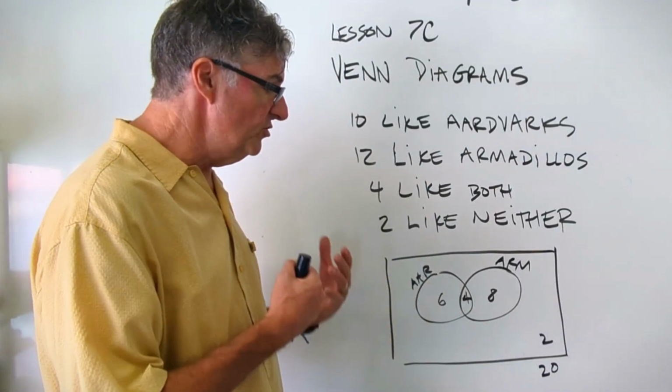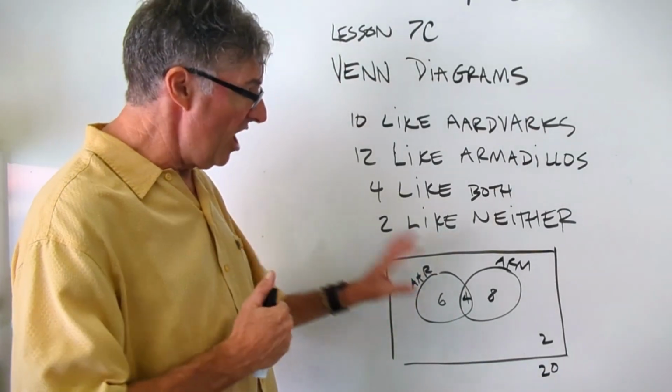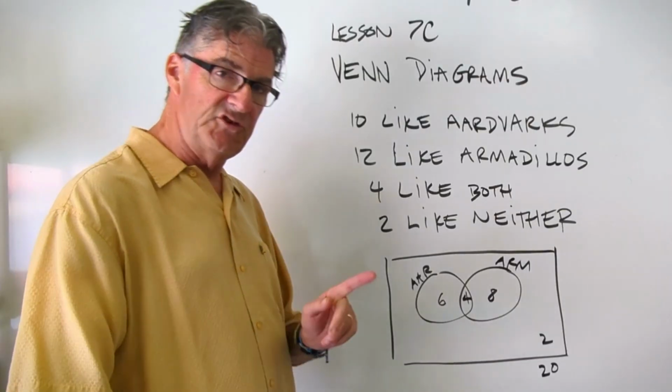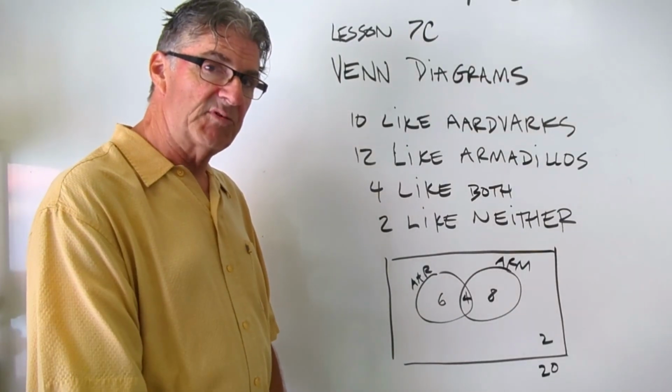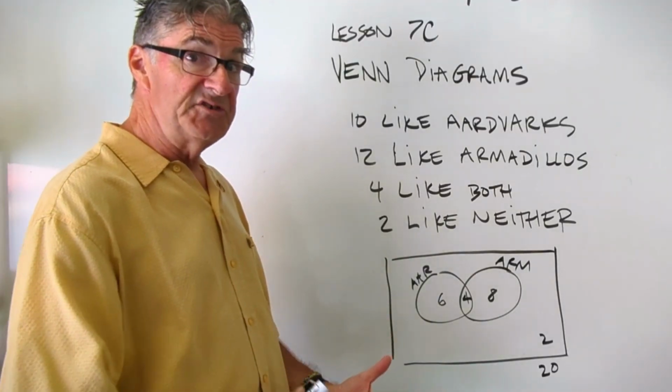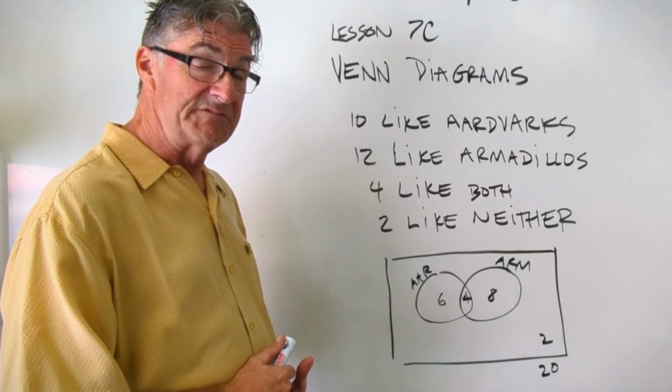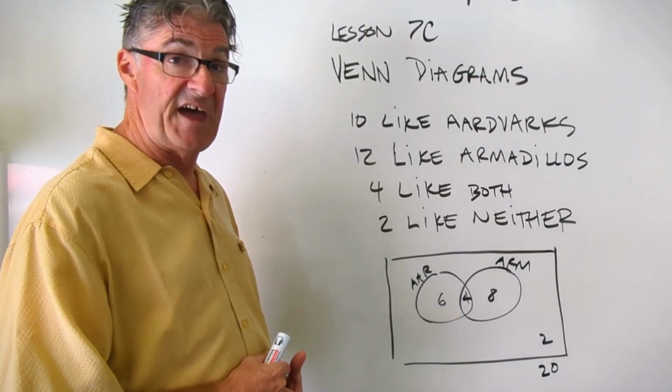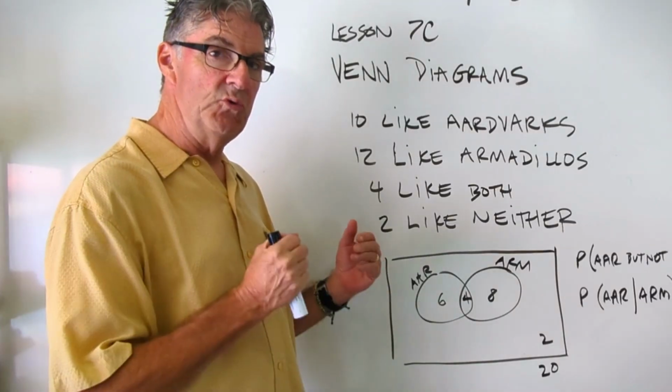Now you're going to be asked to do probabilities based on the Venn diagram. So let's do one right away. What's the probability that someone likes armadillos but not aardvarks? Go ahead, pause the video, see if you can come up with that fraction. Okay, let's just do one more on this.